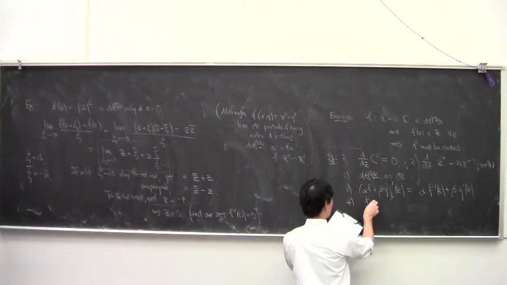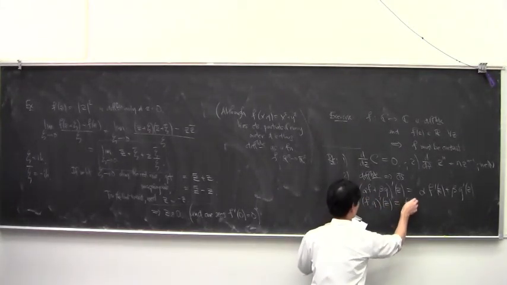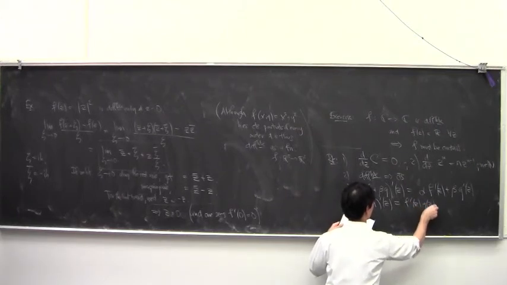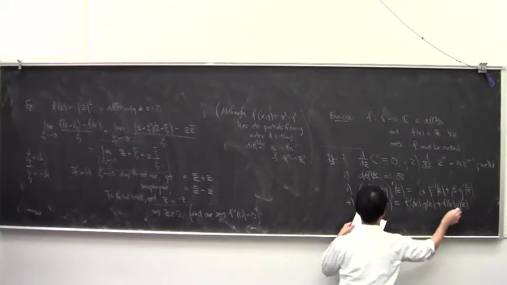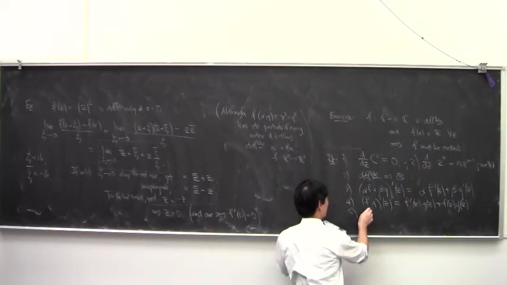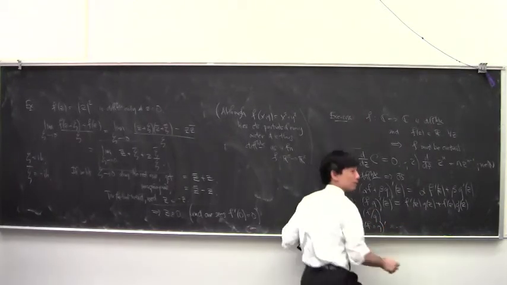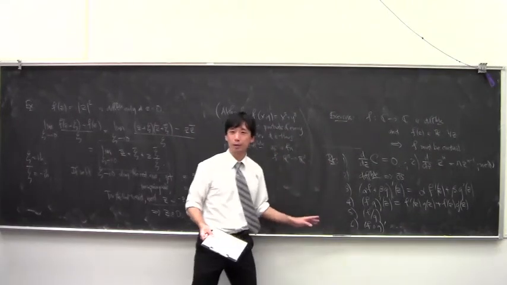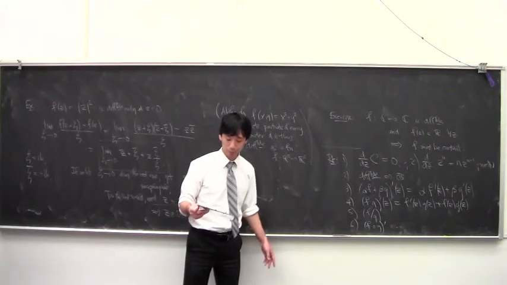You have a product rule. We have a quotient rule. We have a chain rule. So there's a bunch of things that basically hold in exactly the same way that they did before. Okay, so we're not going to prove them.